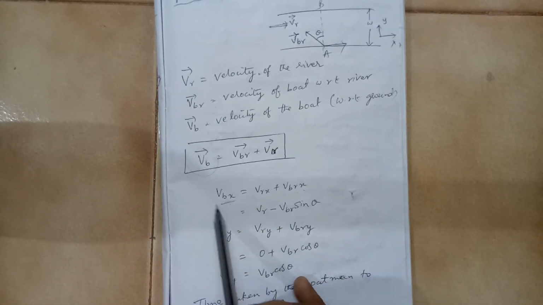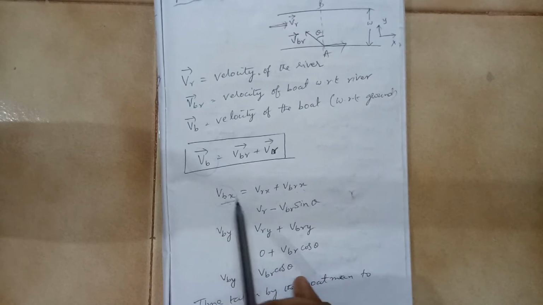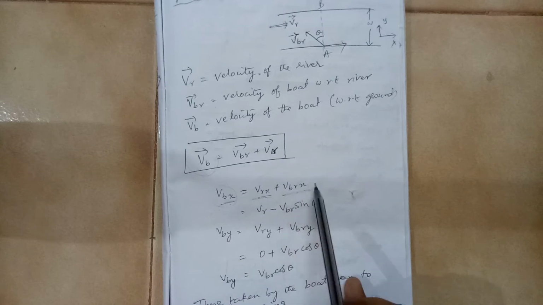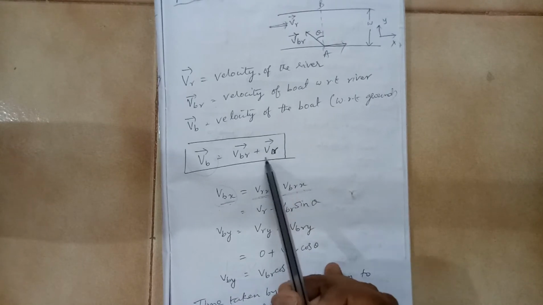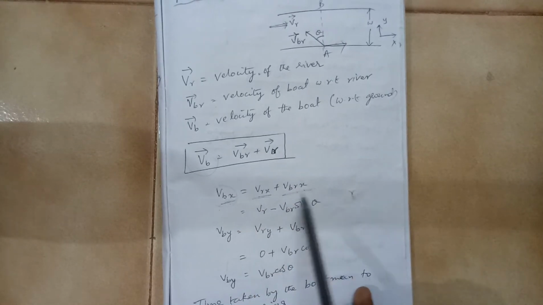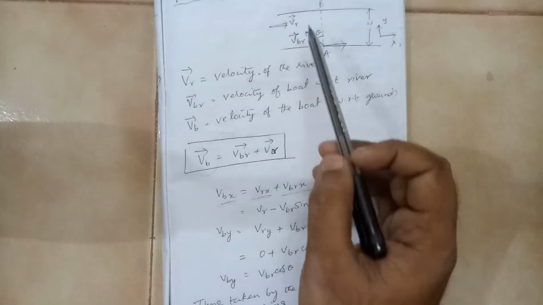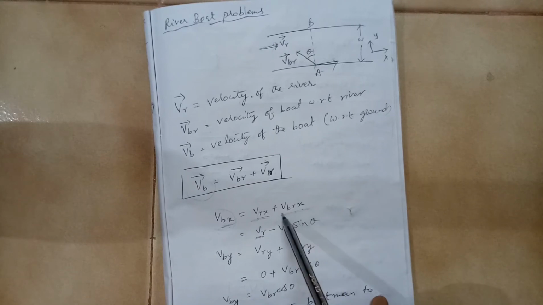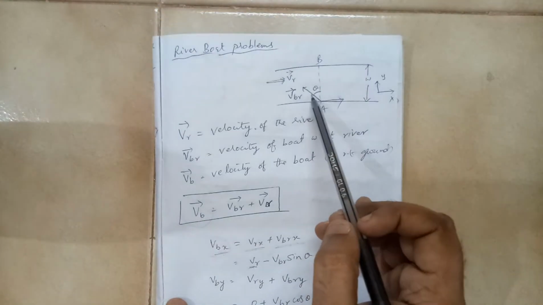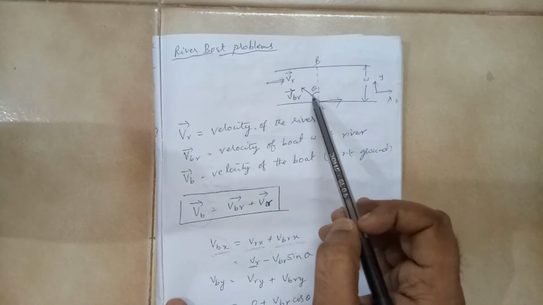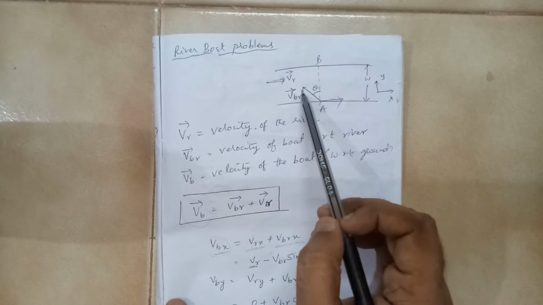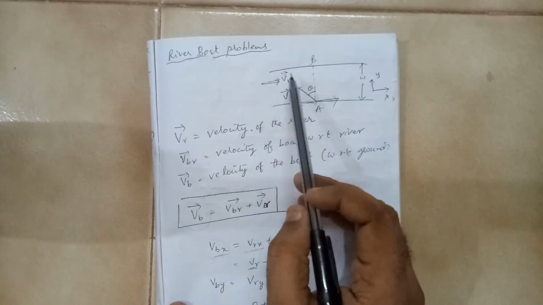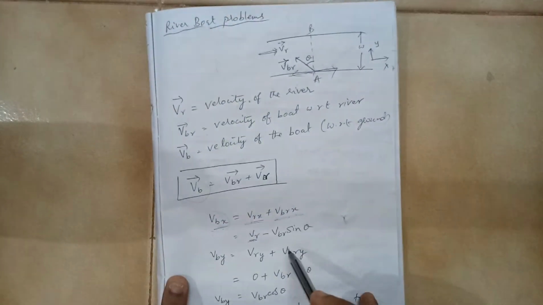So here Vbx, which is the final vector, will be Vrx plus Vbrx. You need to take the x component of Vbr, and the Vr vector is only in the x direction. So Vrx will be Vr and Vbrx will be the x component. This is theta, so the x component will be Vbr sin theta. If I am calling this positive, this will be negative.